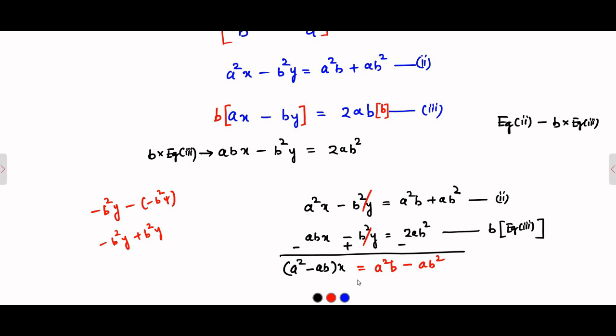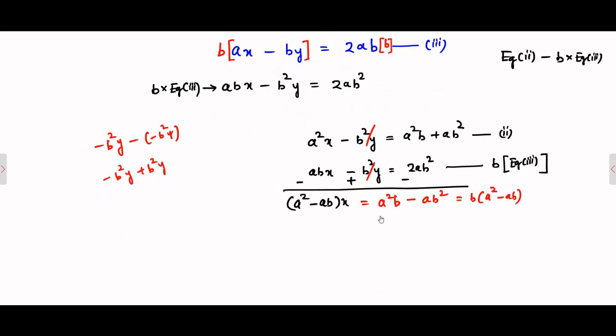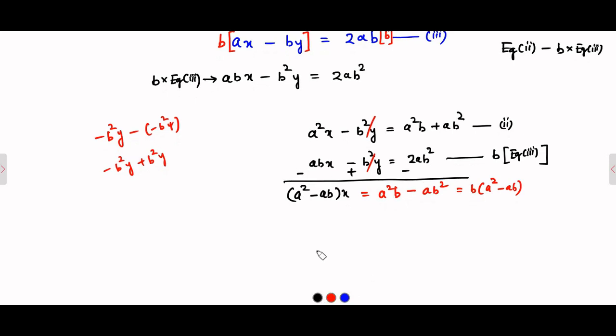Okay, so we have, and this is equal to, here if we take b common, we have a square minus ab. So we have a square b minus ab square, taking b common, we have a square minus ab. So we have a square minus ab into x is equal to b into a square minus ab. So on both sides, a square minus ab gets cancelled. So we have x is equal to b. Okay, x is equal to b.